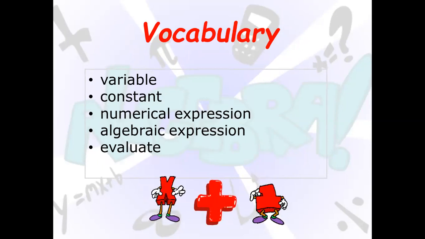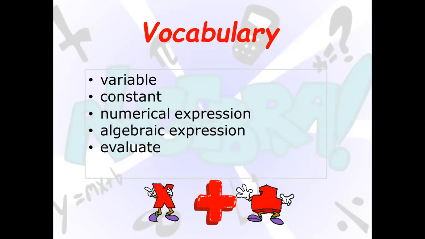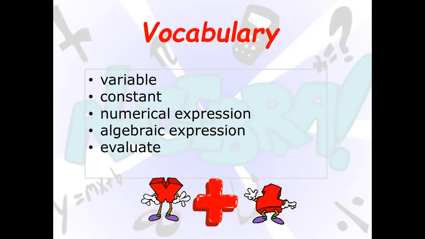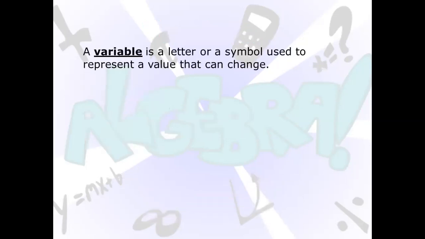A numerical expression, you know, it's an expression that contains only numbers. Algebraic expression, you know, it's an expression which has variables and numbers. And evaluate means to simplify, solve. Evaluate means to just replace the value of the variables with numbers and then solve them. So let's move on and check each of the meanings of these vocabulary words in detail.